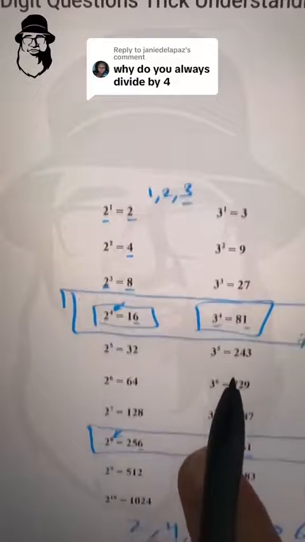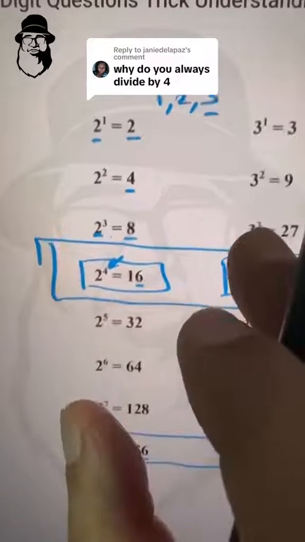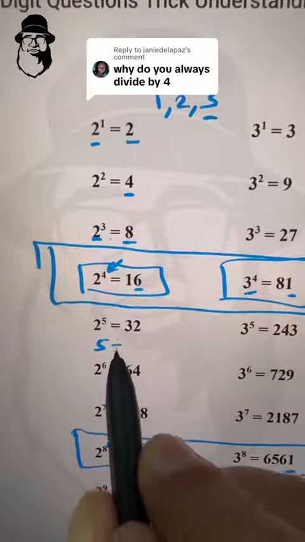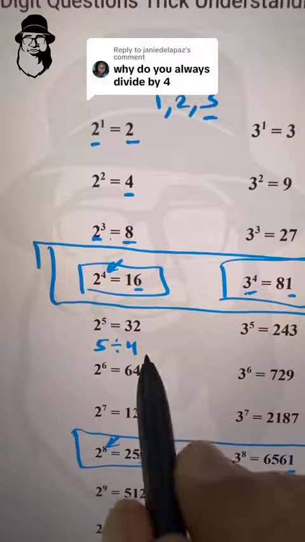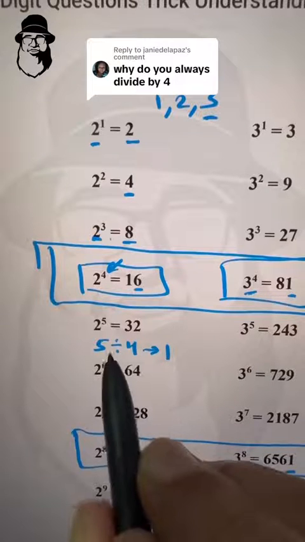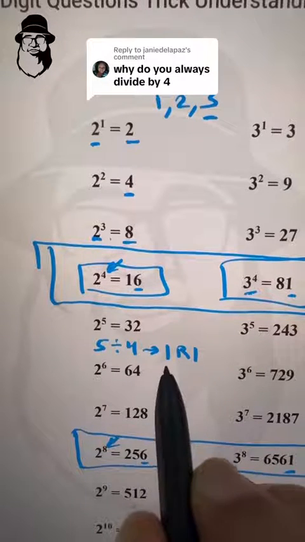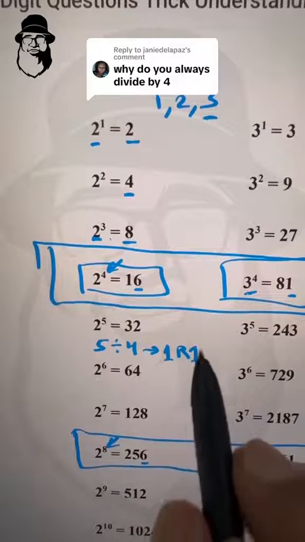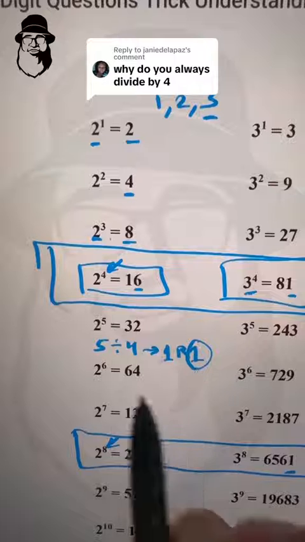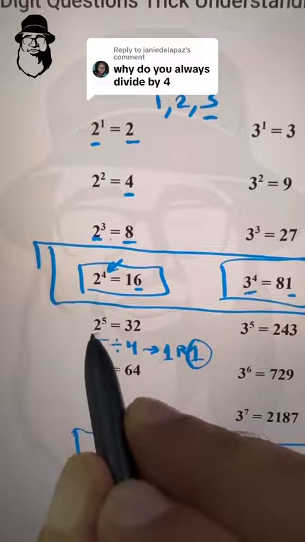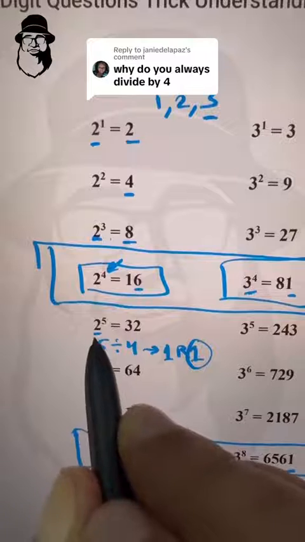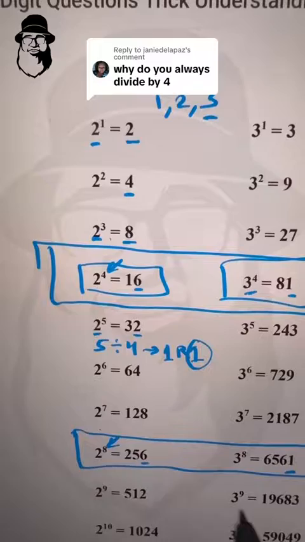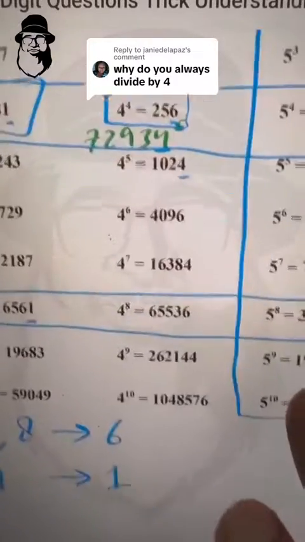Now here, same thing we'll do. Here the power is 5. So when we divide 5 by 4, we get 4 times 1 is 4 and the remainder is 1. Let me make this one like that. So the remainder is 1. We'll put that same remainder on the units digit of the number. 2 to the power of 1 is 2, so the units digit of the answer is 2. Always do that. Let's check bigger numbers, bigger powers.